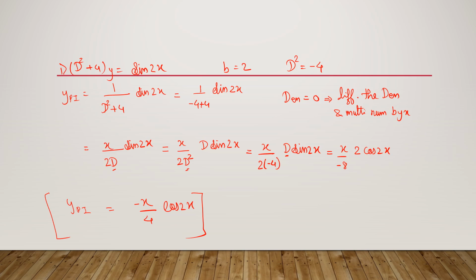Let us consider one more example to understand this type of example very clearly. Second example: D² minus 2D plus 1y equal to cos of 3x. Over here the value of b is equal to 3. So the value of D² will be equal to minus 9. So let's start our solution.